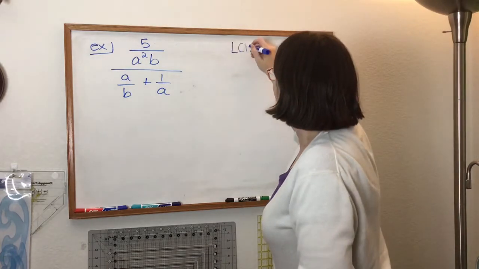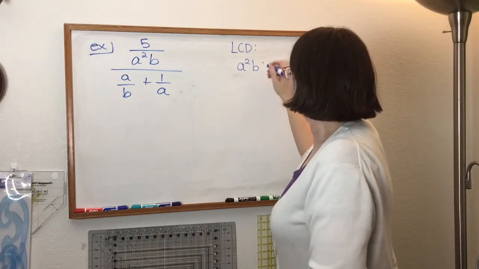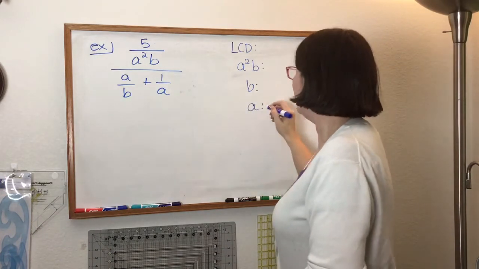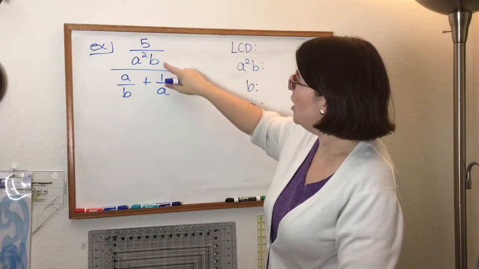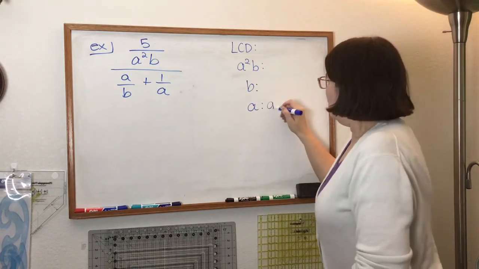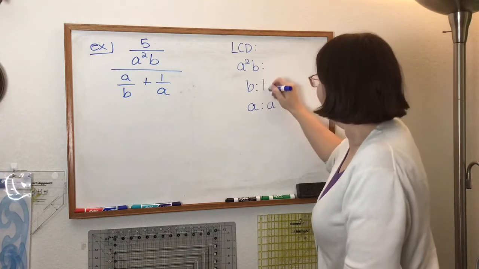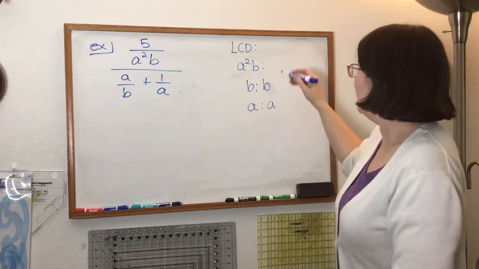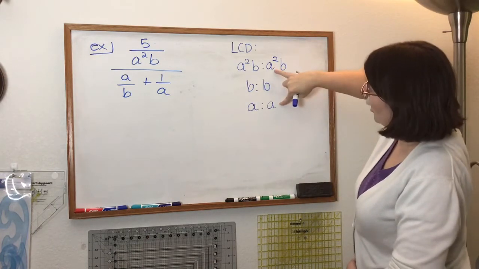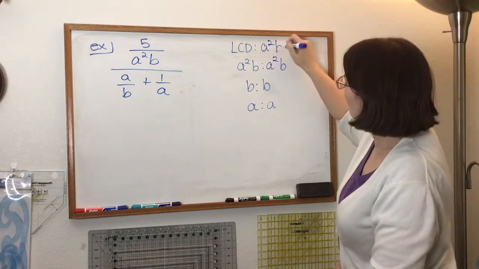Okay, now, this has 3 denominators. It's got a squared b on the top, it's got b on the bottom, and a on the bottom. So notice, 1 fraction on top, so 1 denominator, 2 fractions on the bottom, so 2 denominators. A is just A, B is just B, and A squared times B is just A squared B. So my LCD, they have the A in common, this one has more, so we get the A squared. They have the B in common, and they both have 1, so we get B.